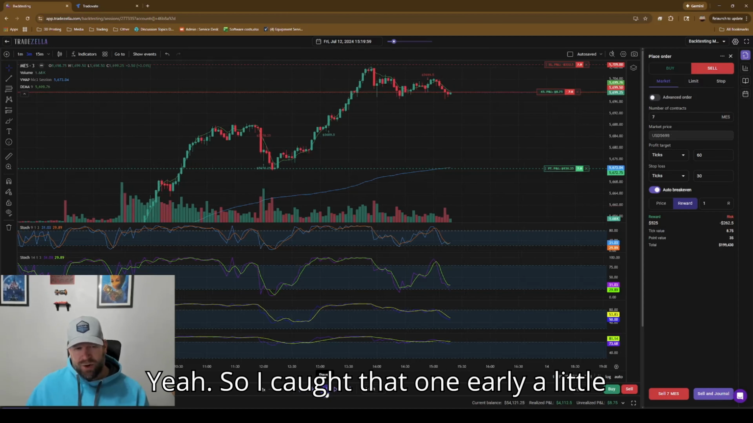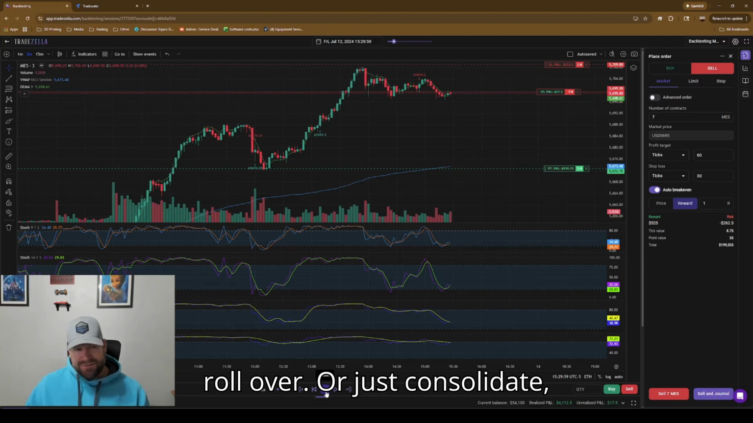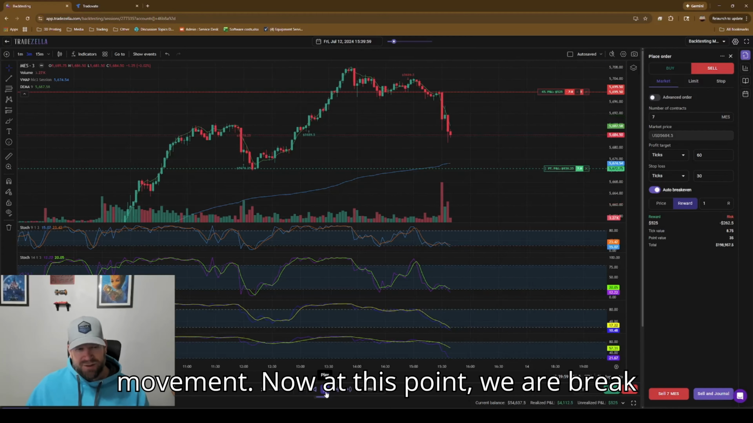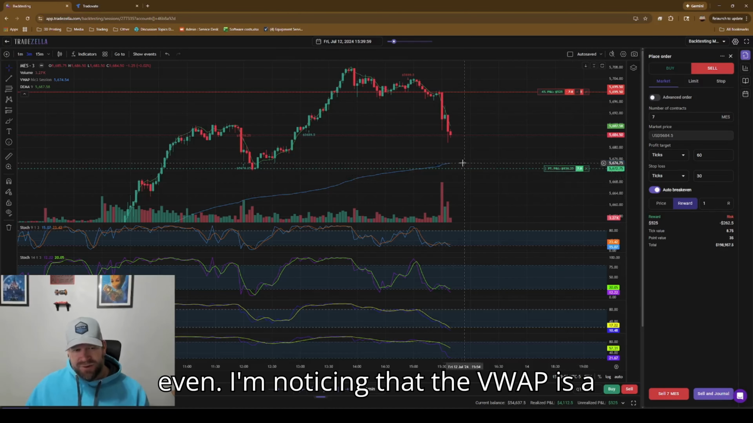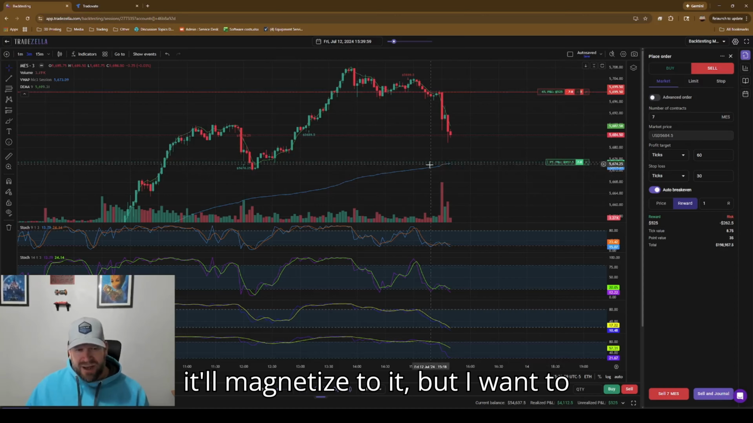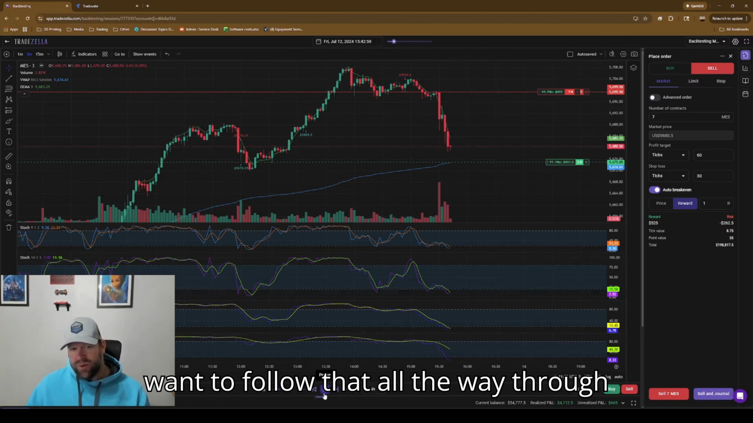Yeah, so I caught that one early a little bit, but it does look like it wants to roll over or just consolidate. There it goes. There's better movement. Now at this point we are break even. I'm noticing that the VWAP is a little bit above my take profit. I think it'll magnetize to it, but I want to follow that as this trade goes through. I want to follow that all the way through to the VWAP.